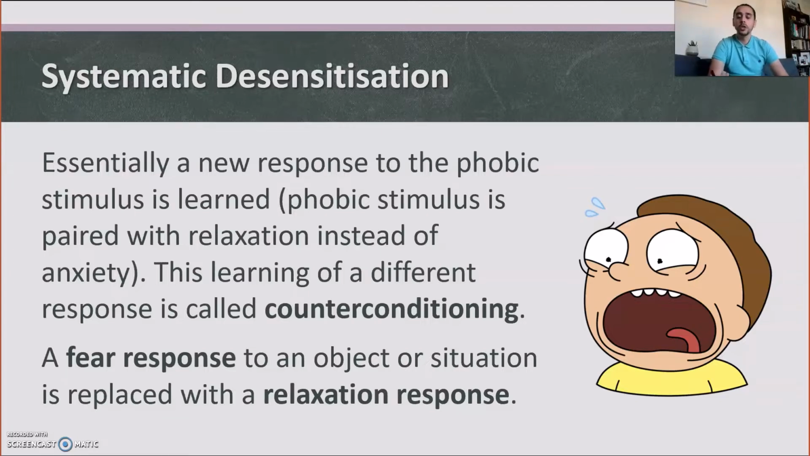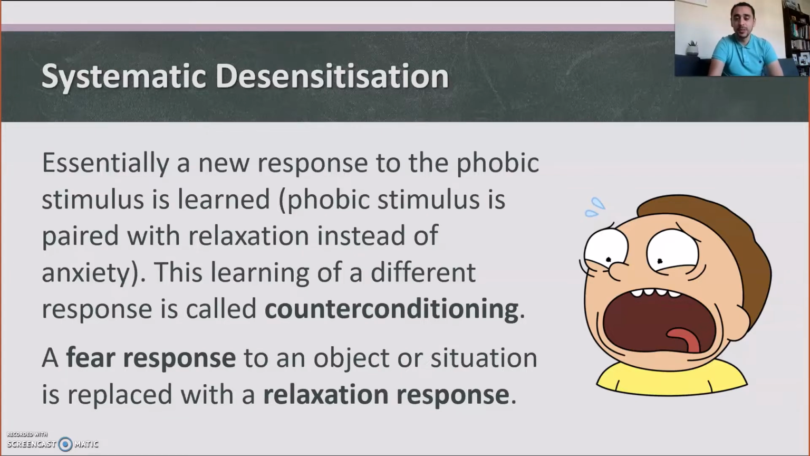So, according to the behaviourist approach, you learn your phobias. You acquire or learn your phobias through classical conditioning, through association. You've learned to associate the thing you're scared of with fear or anxiety or stress or panic, okay? So, this behaviourist approach is saying, if you can learn a phobia, you can unlearn a phobia.